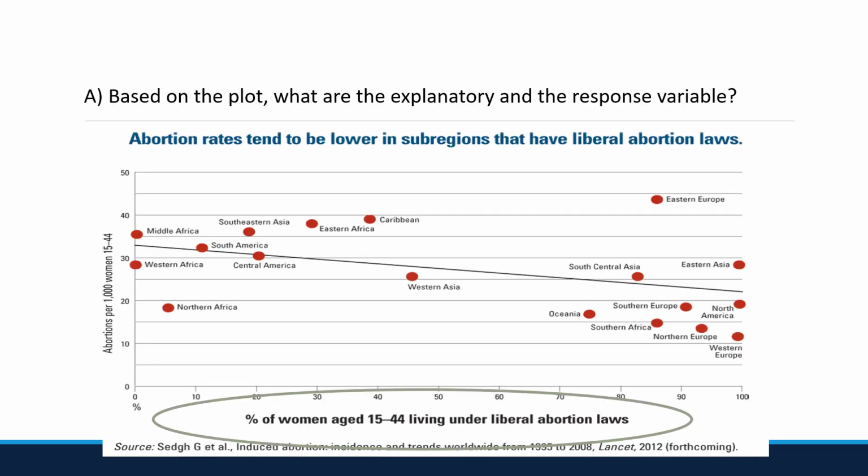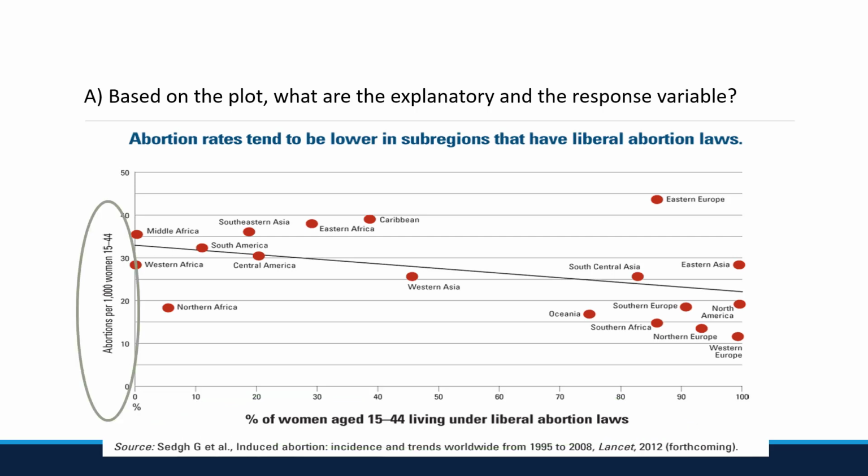Based on the plot, what are the explanatory and the response variable? The explanatory variable will be located along the x-axis, and in this case is the percentage of women aged 15 to 44 living under liberal abortion laws. The response variable will be located on the y-axis. In this case, it's abortions per 1,000 women ages 15 to 44.